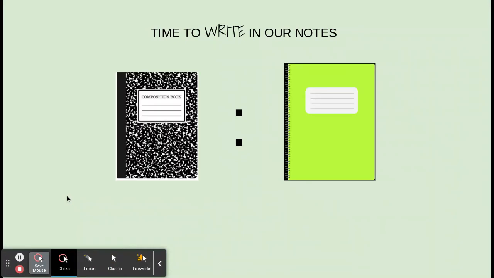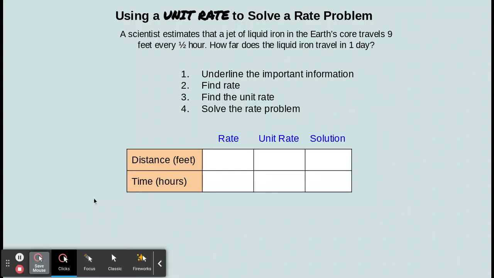All right, so now it is time for you to write in your notes. And that is just the top half of the one page you have for 5.2. Okay, now we're going to use a unit rate to solve a rate problem.